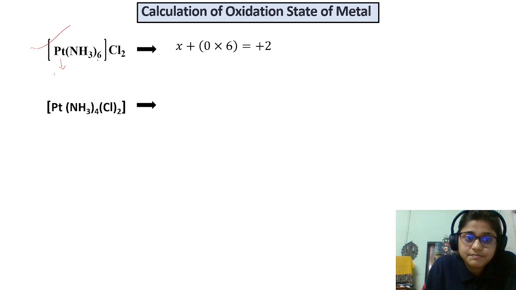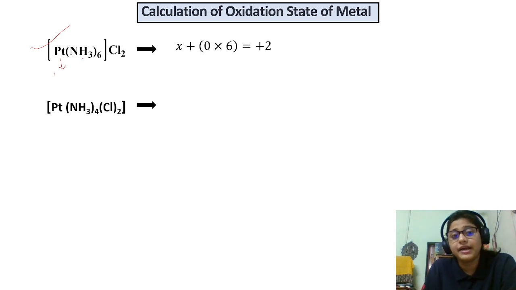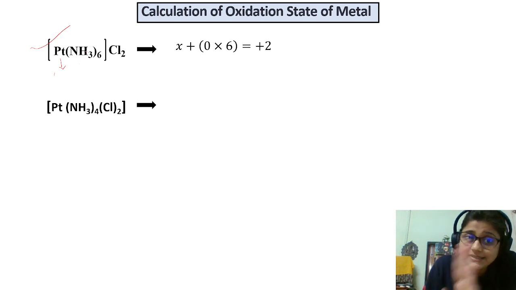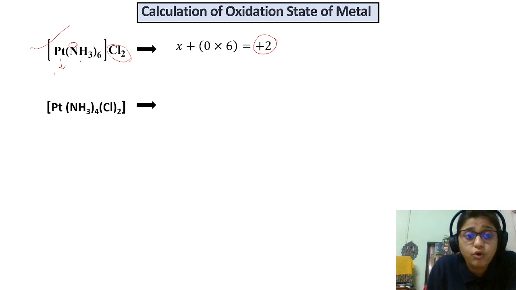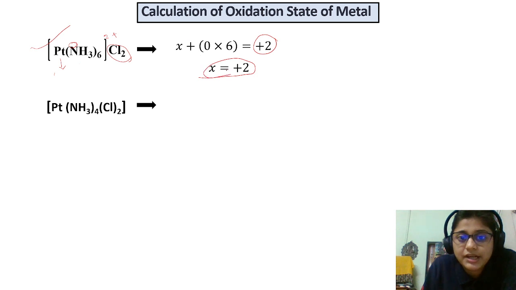So X plus, we know that this is a neutral ligand. It is a monodentate ligand, but that is different. We are now calculating the charge. This is a neutral ligand, so 0 charge is present here. So 0 into 6 equals 2. Why 2? Because 2 chlorides are there to neutralize the whole complex. So here there must be 2 plus. This way you can calculate the charge on the metal, it will be plus 2.